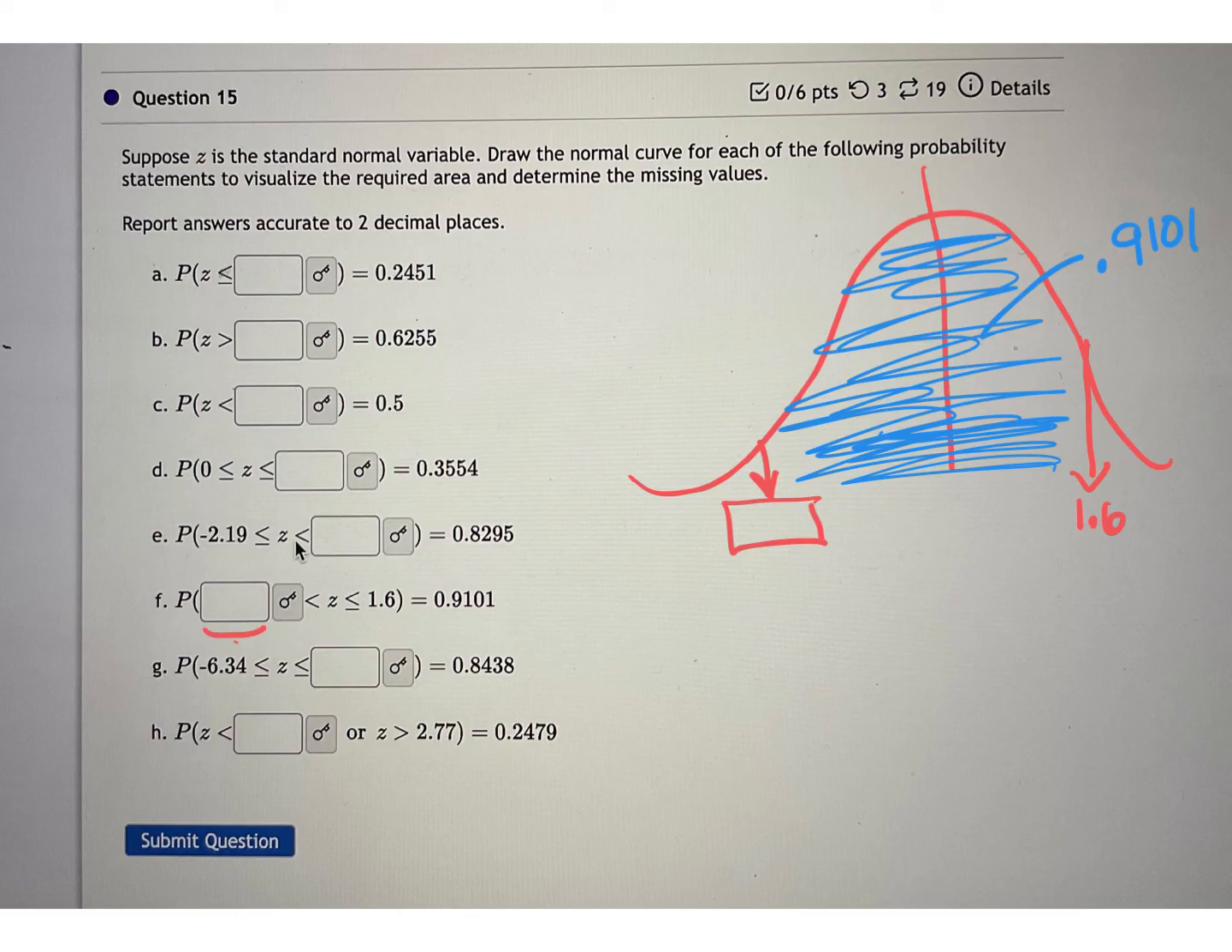So what I need to figure out now is two questions. How much area is down here in that left tail? And then once I figure that out, I can find that cutoff point. So to figure out how much area is in that left tail, I am going to find out how much area is all the way down from 1.6. So I'm going to go normal CDF because I'm looking for area.